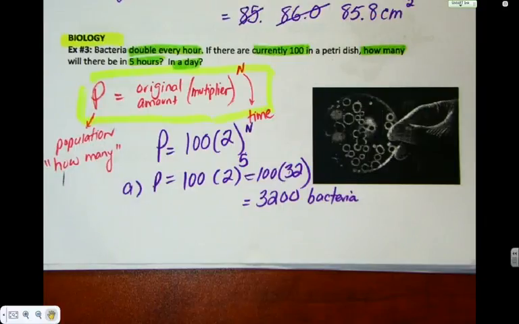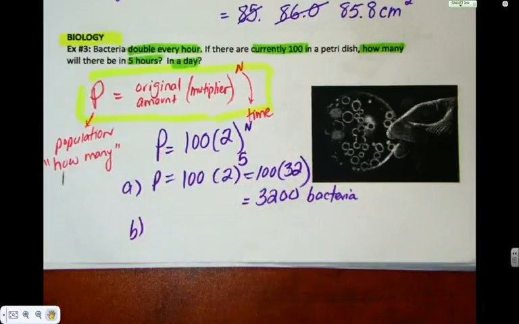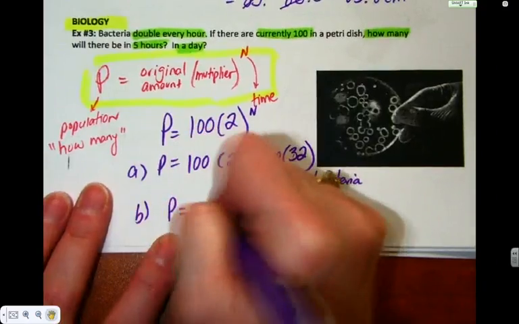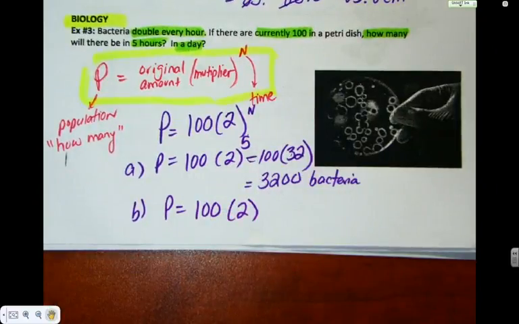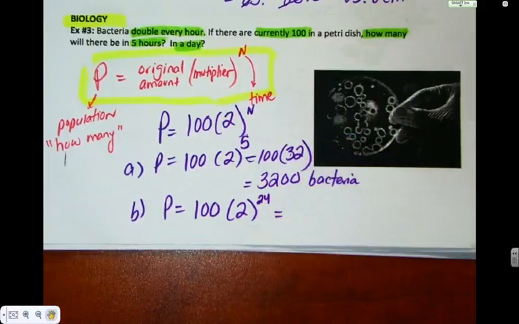Again, at first I know the formula is like, whoa, there's all this stuff, but it's going to be the same every single time. Part B wants to know in a day. So P is still P, 100 is still 100, the doubling is still 2, it's just n that's going to change. Instead of 5 hours, how many hours down the road are we looking? Well, how many hours in a day? 24. This would be a calculator question. On your calculator, you're still going to follow BEDMAS. You're going to do 2 to the 24, then hit equal or answer, and then take your answer and times by 100.